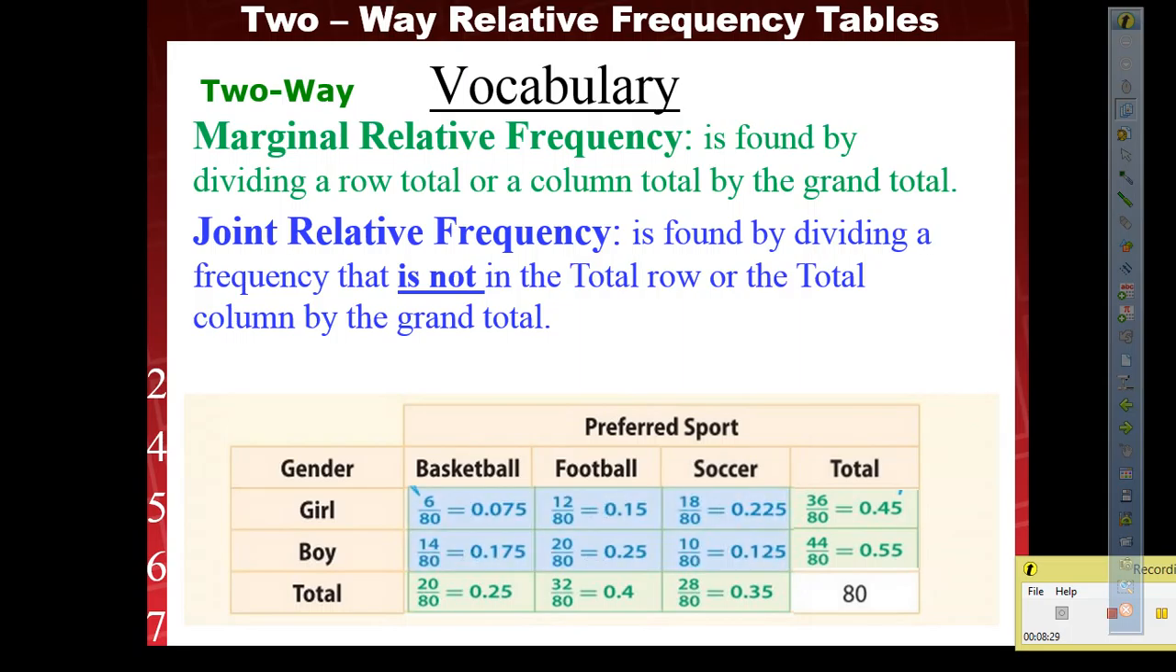So by looking at a two-way relative frequency table, to find the relative frequency of a two-way table, what are you supposed to do? Talk it over with your neighbor, please. What are you supposed to do to find the relative frequency of that two-way table? Go. I'll give you some time to talk it over.